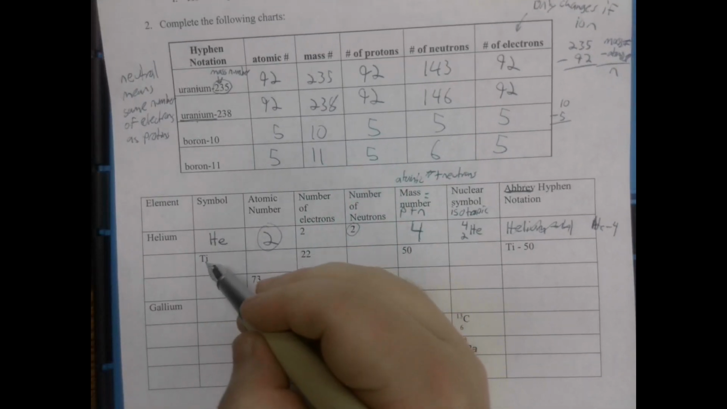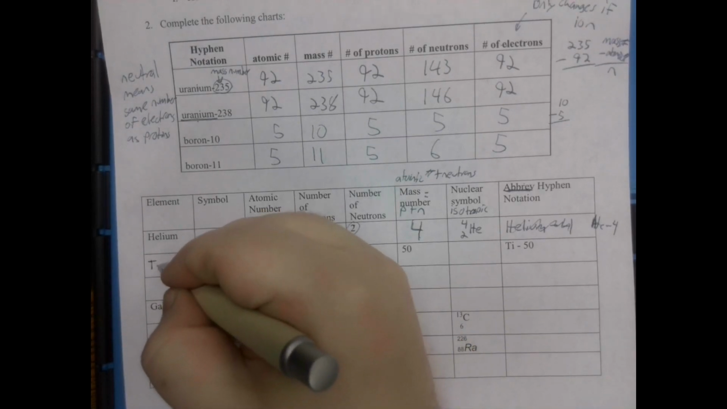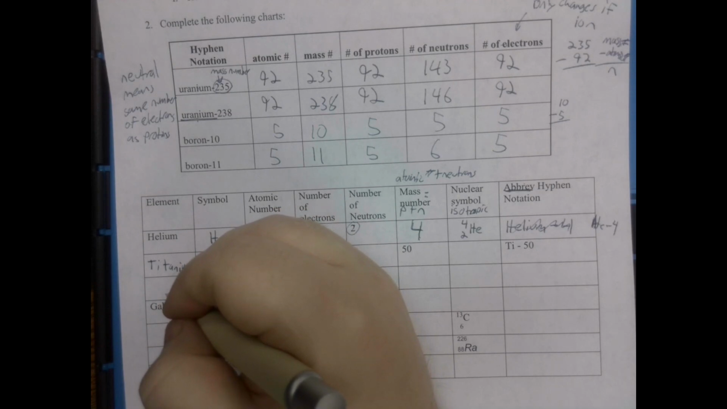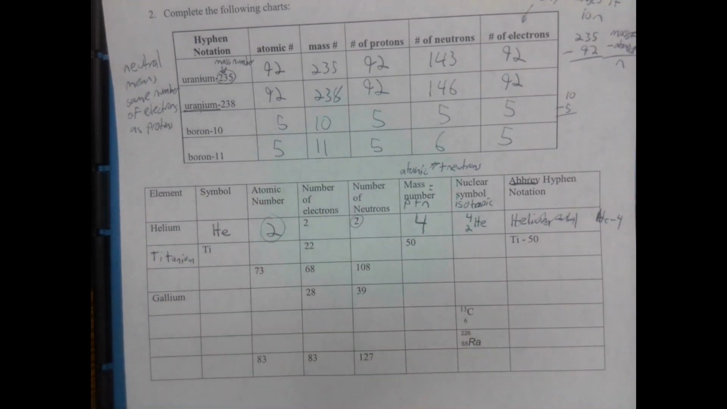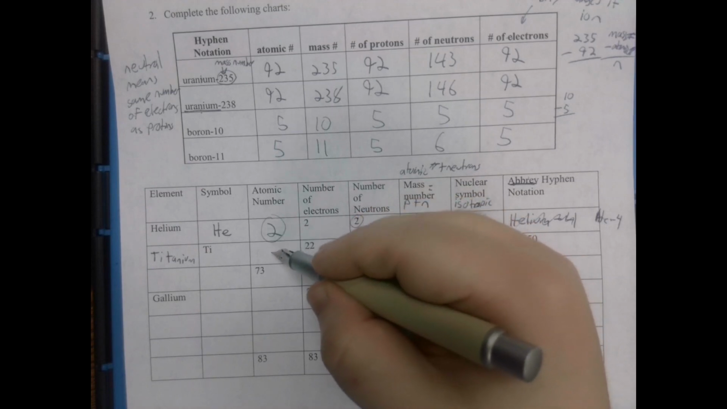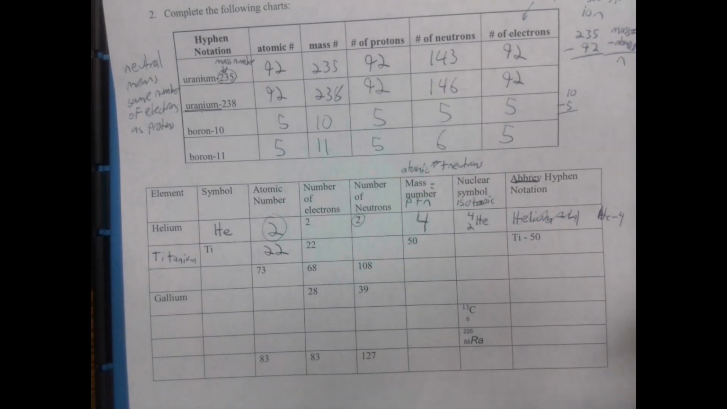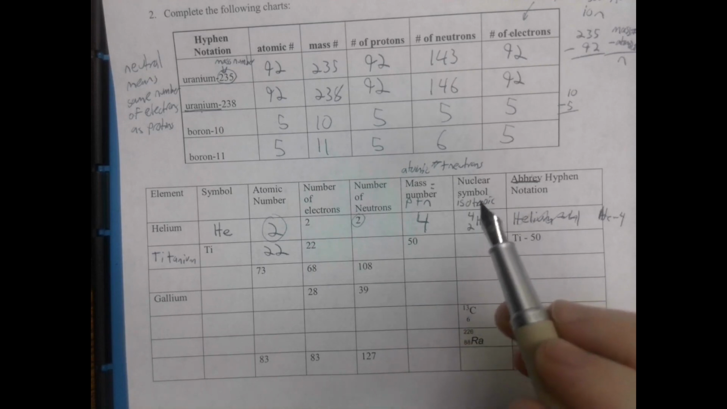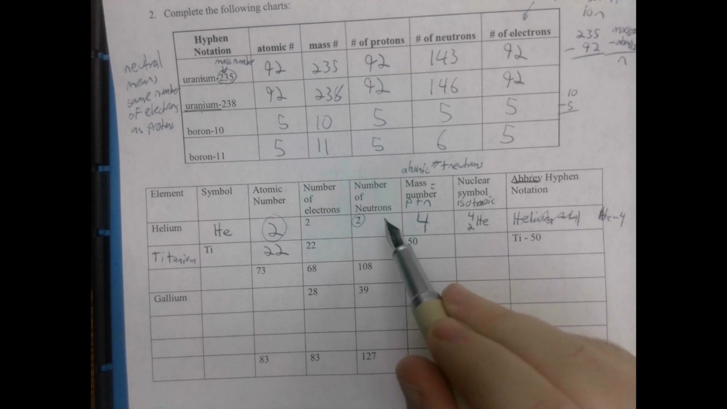So what is the element that uses Ti? Titanium. Some people use TL, which is thallium. So what is the atomic number? Number of electrons is also 22. What is the number of neutrons?